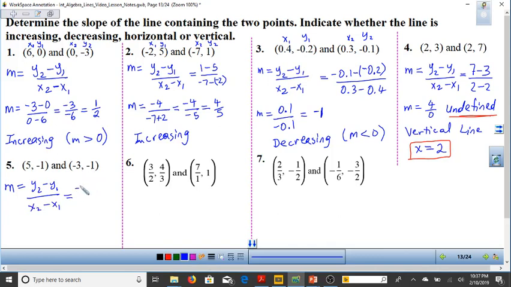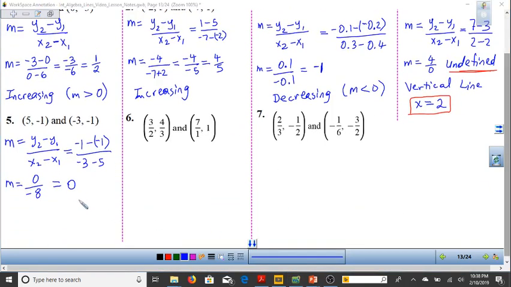y1 is -1, y2 is -1, and x2 is -3, and x1 is 5. When we do that, we get m is equal to a number minus itself is 0, and -3 minus 5 is -8. 0 divided by any other number is 0. So since the slope is 0, we have a horizontal line as we expected.